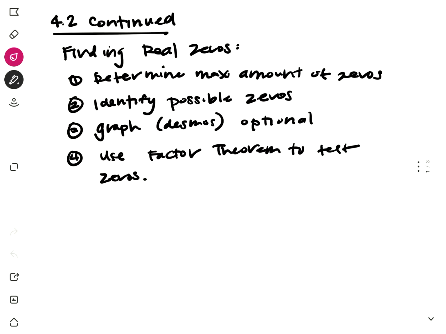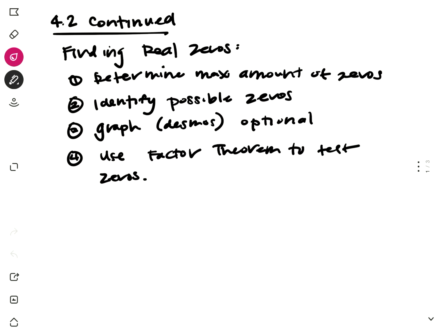We're continuing this idea of real zeros. So we're finally getting into finding the actual zeros. What we're going to do here is determine the max amount of zeros. We're going to identify possible zeros like we did last time.